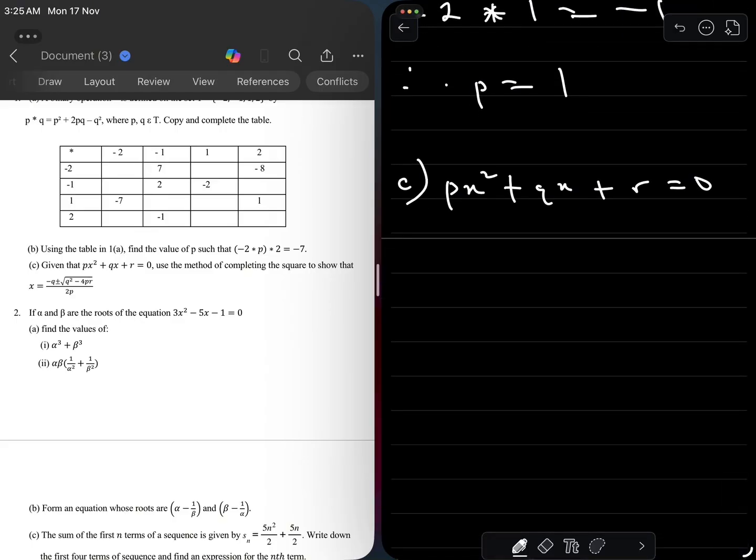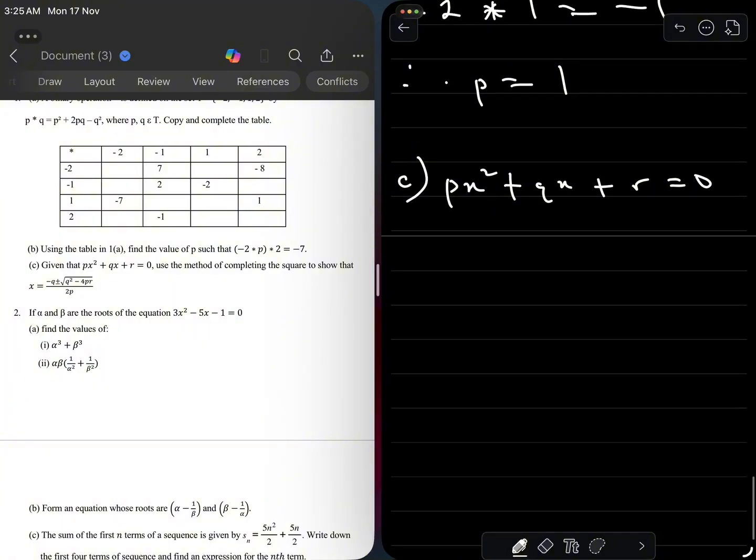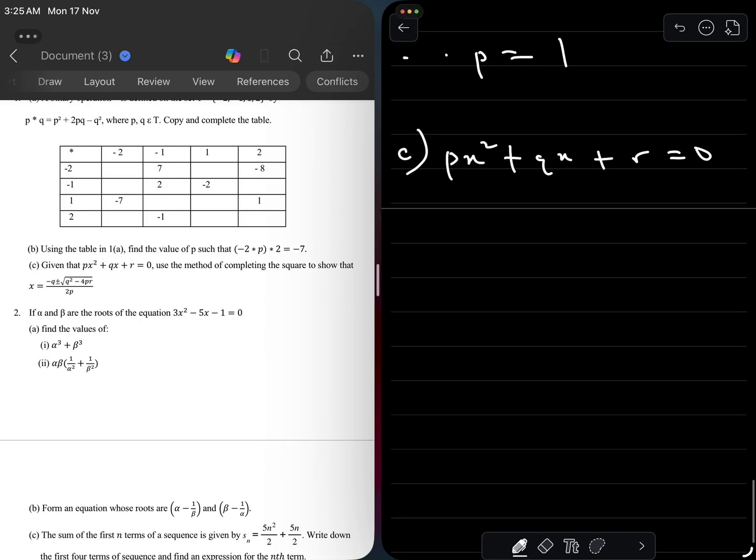So now let's go to question C. Given that px squared plus qx plus r equals 0, use the method of completing the square to show that x equals minus q plus or minus root q squared minus 4pr over 2p. First of all, we divide through by p, so that the coefficient of x squared will be 1.